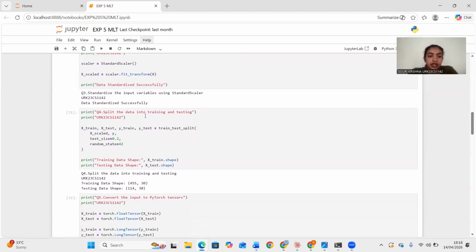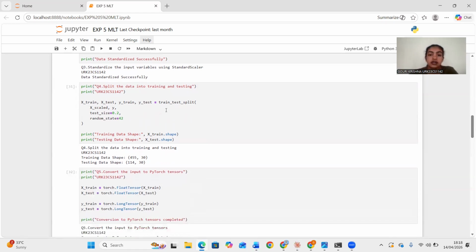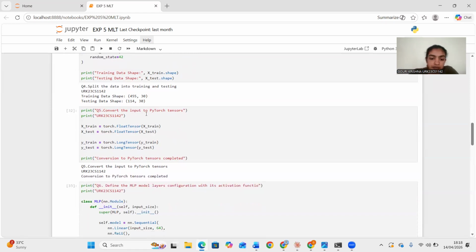In question 4, it is basically the train-test split. Here I split the dataset into training and testing. Training is 80% and testing is 20%. The training data is used to train the model, while the testing data is used to evaluate the performance on unseen data.